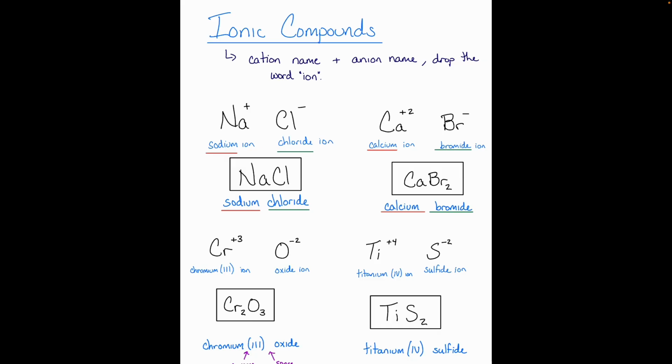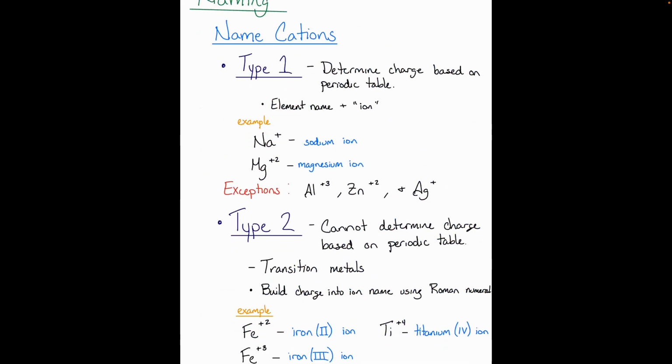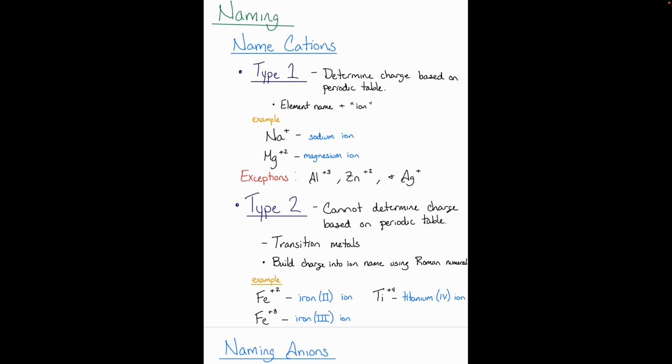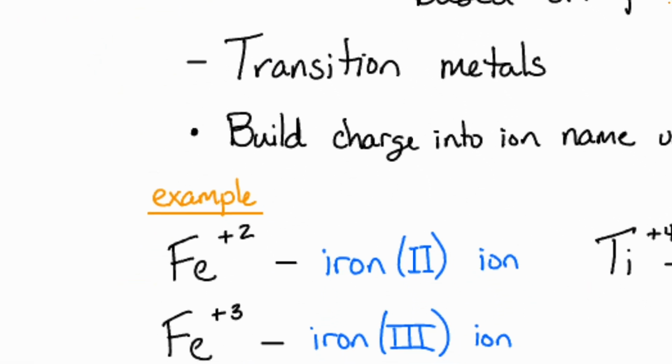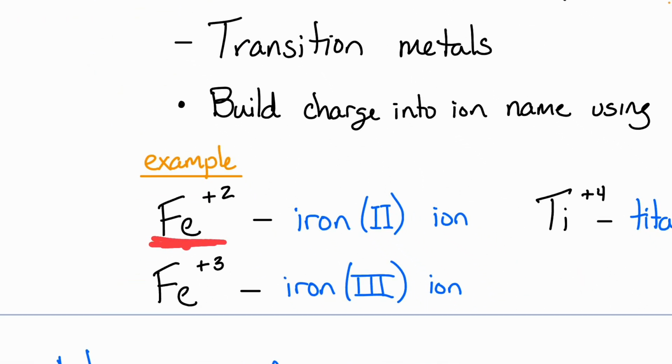All right, remember we had these two different types. Type 1 ionic compounds, where we can tell the charge on that cation just by looking at the periodic table. But then we also had these type 2 cations, which are our transition metals. And they require us to include what the charge is in the name of that ion, right? So for example, this isn't just an iron ion, it's an iron 2 ion because of that +2 charge, okay?